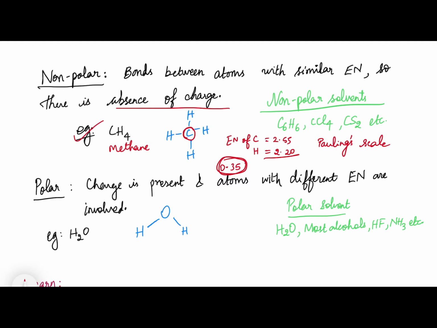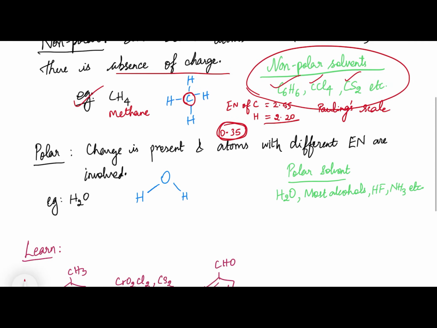Generally, the elements on the right side of the periodic table are non-metals which are electronegative. They can gain electrons easily and attain the noble gas configuration. And the elements on the left side of the periodic table are generally metals which are electropositive. They want to give away electrons, right? So if you see the examples of non-polar solvents, it is benzene, CCl4, that is carbon tetrachloride, CS2 is carbon disulfide. Now let's see what does polar mean.